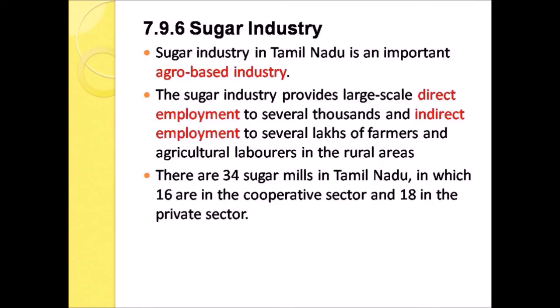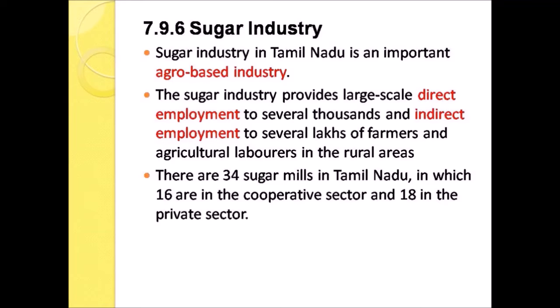Sugar industry. Sugar industry in Tamil Nadu is an important agro-based industry. First, we have to understand what is meant by agro-based industry. If a new industry uses agriculture product as their raw material, it is said to be an agro-based industry. Some of the agro-based industries are textile industry, sugar industry, paper industry, etc. Sugar industry is said to be an agro-based industry because the main raw material used here is sugarcane, which is an agricultural product. So therefore it is said to be an agro-based industry.